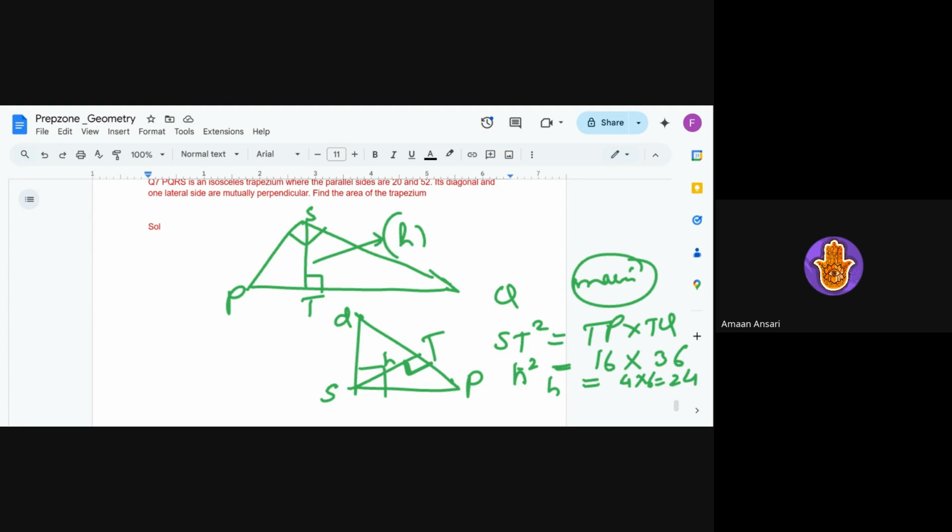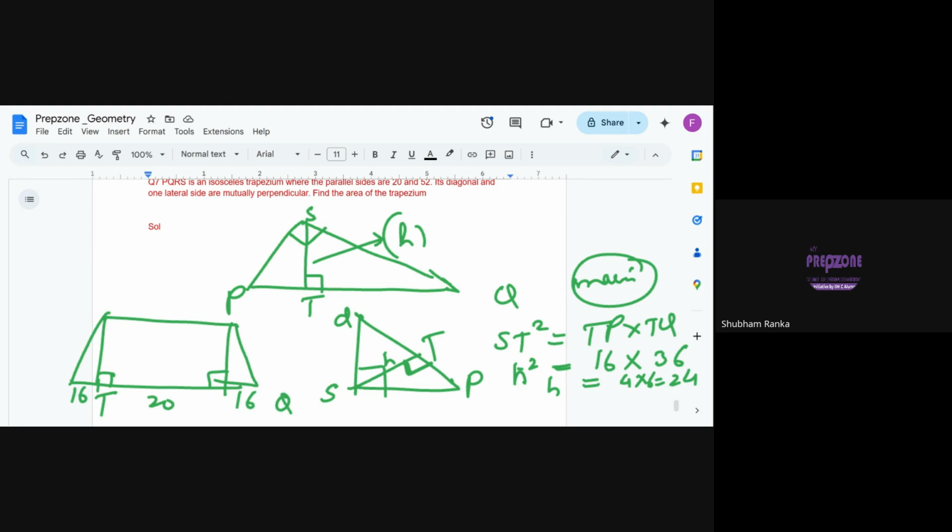36 सर कहाँ पे है? Go back to the original figure. I'll make it here on the side so that you can relate. It was a trapezium isosceles in nature. मैंने यहाँ पे हाइट बनाया था, यहाँ पे हमने दो हाइट बनाया, तो ये 16, ये 20 है, ये 16 है। इसको मैंने T बोला, इसको मैंने Q बोला, और TP, P मत बोलो, PQRS.